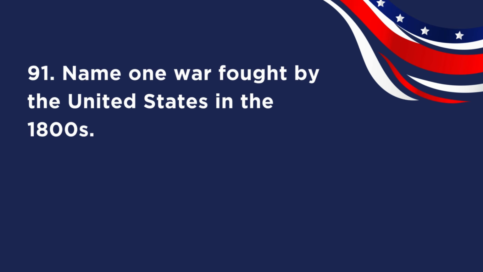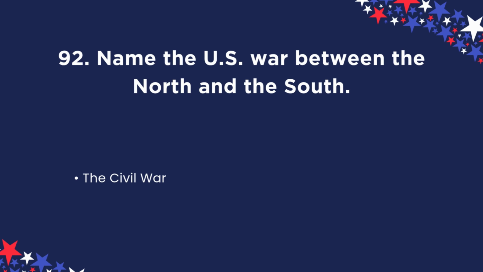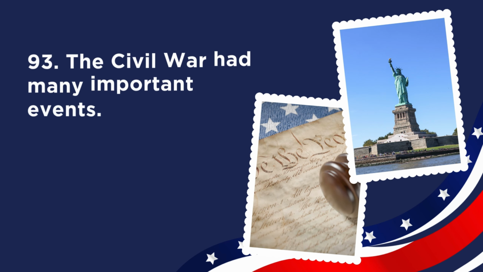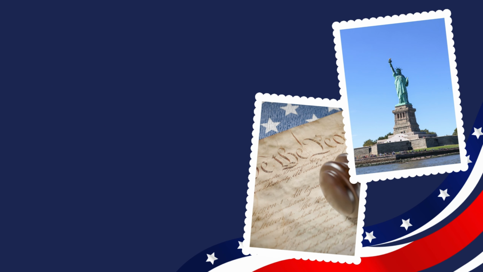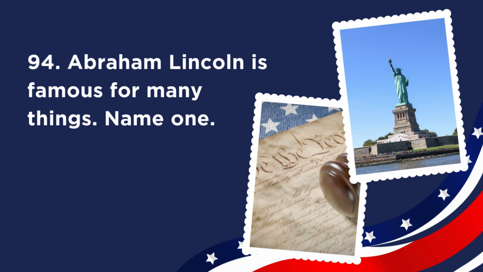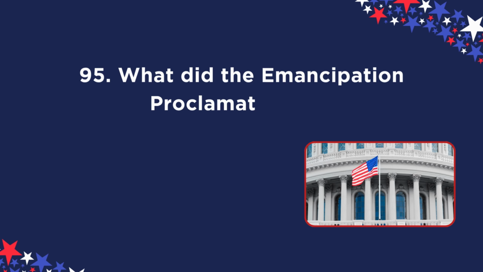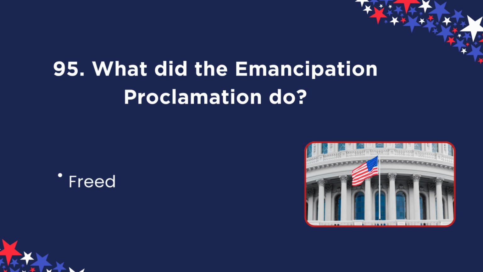Name one war fought by the United States in the 1800s. The Civil War. Name the U.S. war between the North and the South. The Civil War. The Civil War had many important events. Name one. Lincoln was assassinated. Abraham Lincoln is famous for many things. Name one. Freed the slaves. What did the Emancipation Proclamation do? Freed the slaves.